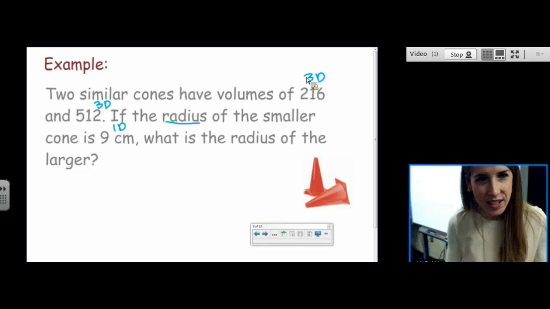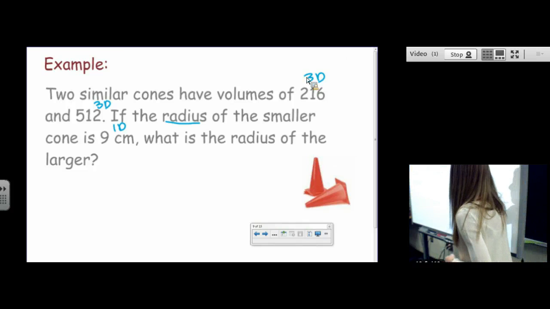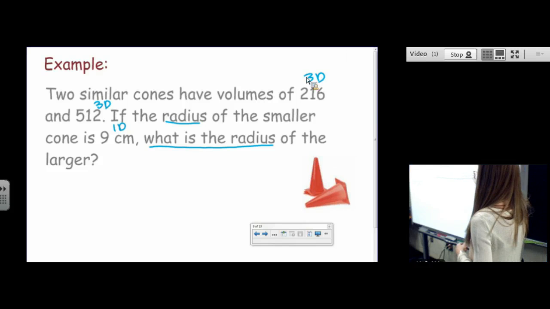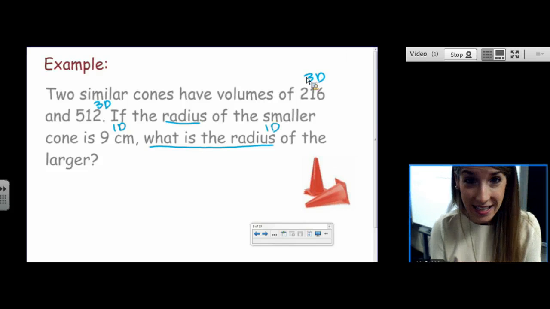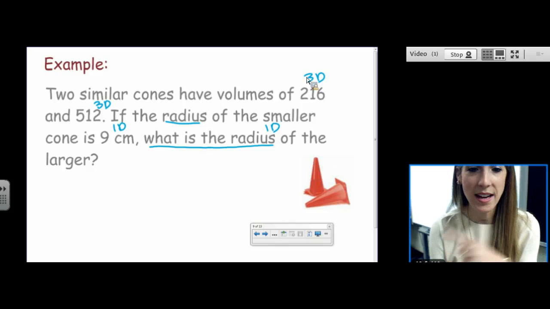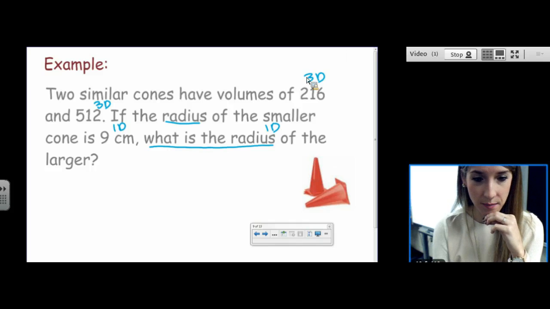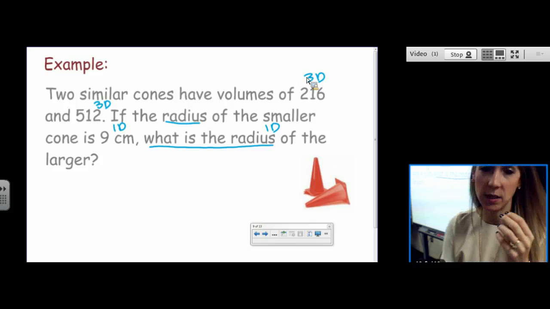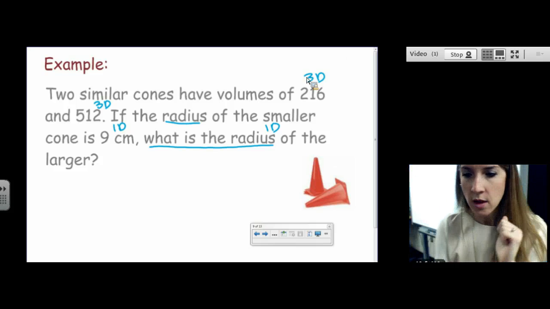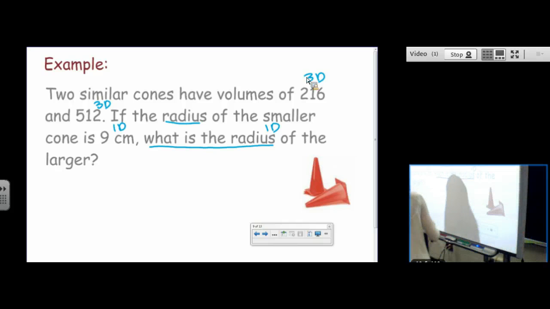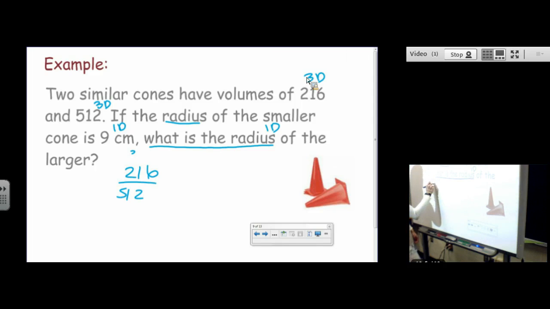What do I want my answer to be in? I want my answer to be in 1D. So instead of raising 9 to the third power, what am I going to do to 216 and 512? Do you know what the opposite of cubing something is? Cube root. Yes, cube root. I am going to do proportion for this one because they didn't give me a scale factor per se. So I'm going to do a proportion. The volume is 216 to 512, and that's a 3D figure.